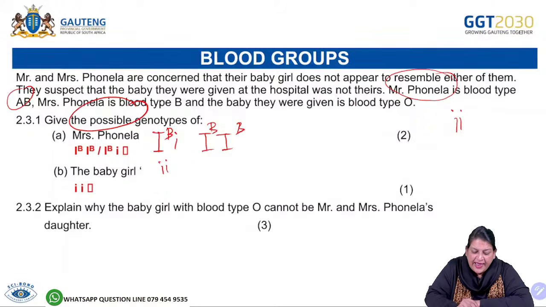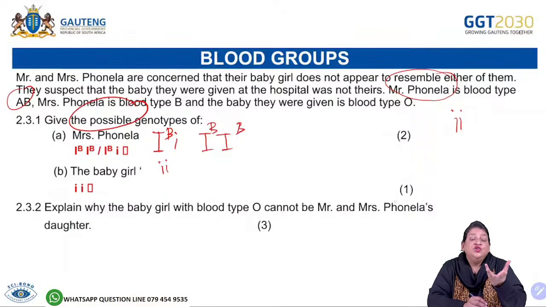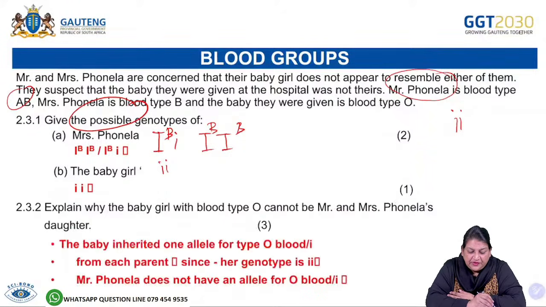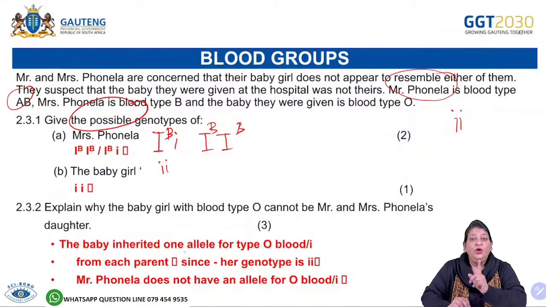Yes. Explain why the baby girl with blood type O cannot be Mr. and Mrs. Fonella's daughter. They must have swapped her in the hospital when they were feeding her. She cannot be theirs because the baby inherits one allele for blood type from each parent. For the baby to be blood type O, you have to inherit one O allele, which is the i allele, from each parent. Since her genotype is two small i's, and Mr. Fonella doesn't have an O allele, therefore, because the father doesn't carry the O allele, that cannot be their child.